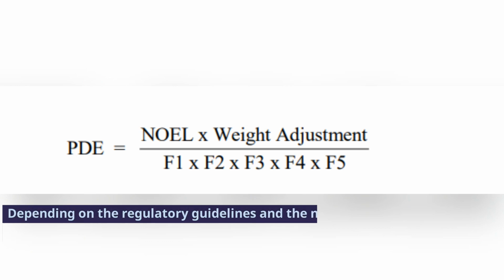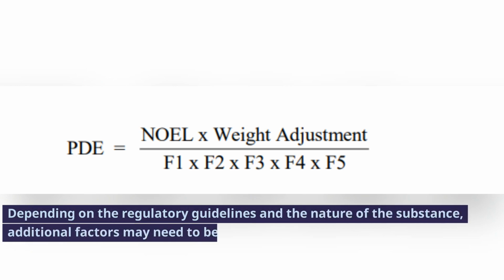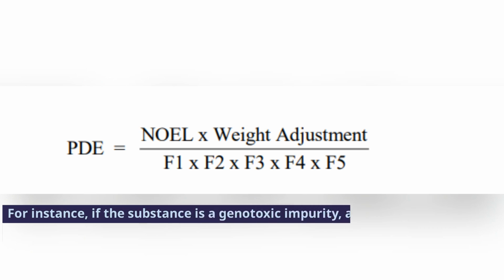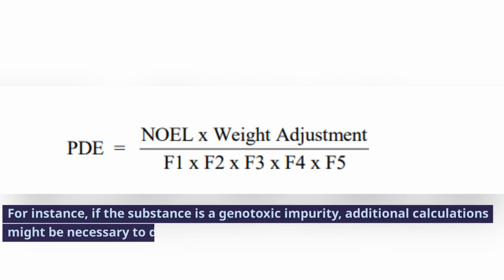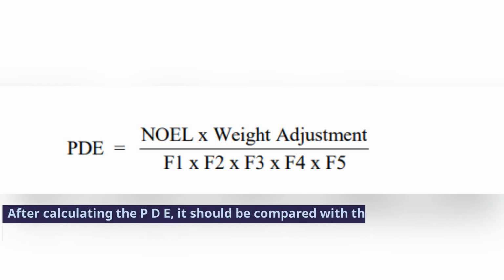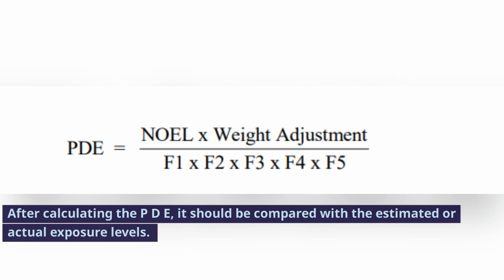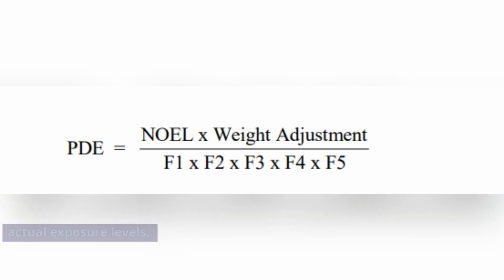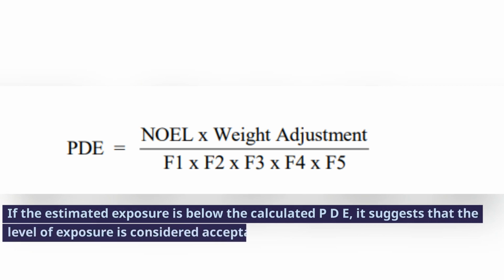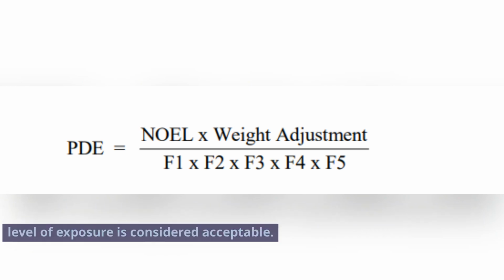Depending on the regulatory guidelines and the nature of the substance, additional factors may need to be considered. For instance, if the substance is a genotoxic impurity, additional calculations might be necessary to determine an acceptable limit. After calculating the PDE, it should be compared with the estimated or actual exposure levels. If the estimated exposure is below the calculated PDE, it suggests that the level of exposure is considered acceptable.